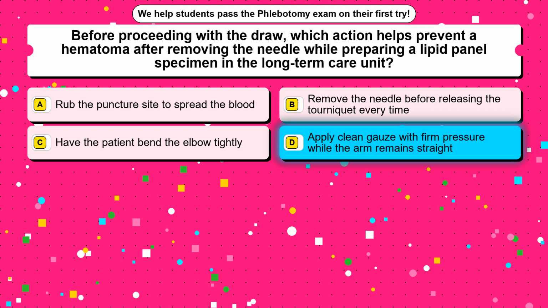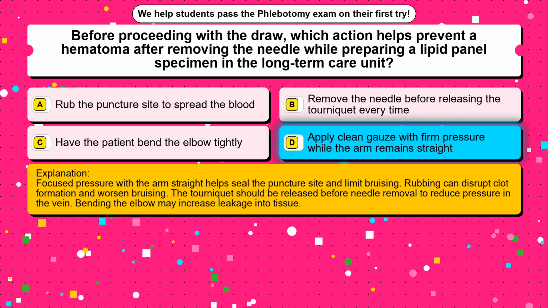The correct answer is option D. Apply clean gauze with firm pressure while the arm remains straight. Focused pressure with the arm straight helps seal the puncture site and limit bruising. Rubbing can disrupt clot formation and worsen bruising. The tourniquet should be released before needle removal to reduce pressure in the vein. Bending the elbow may increase leakage into tissue.